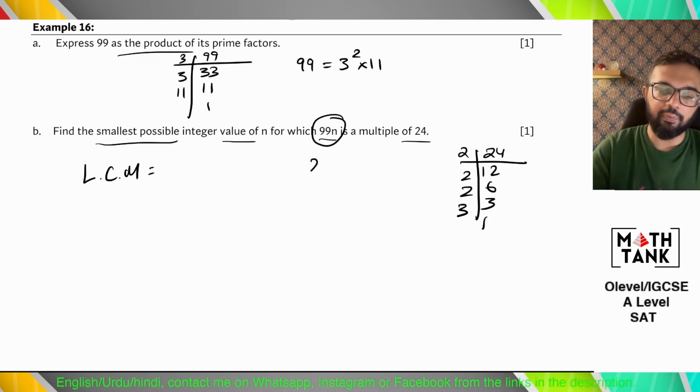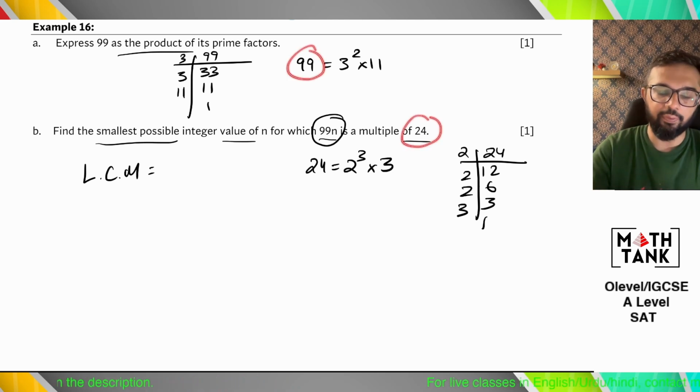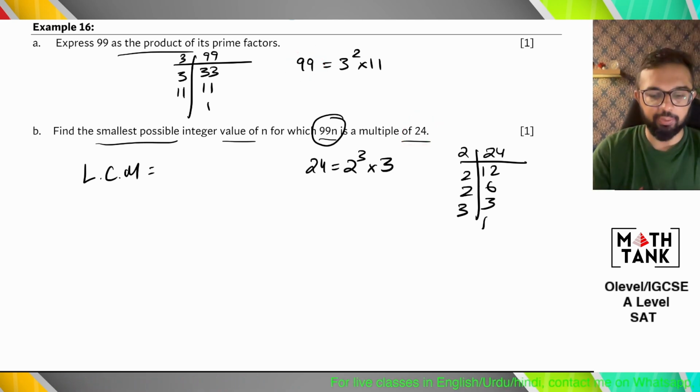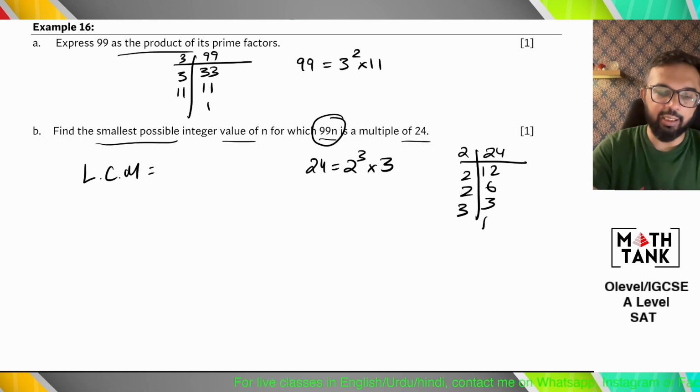Okay, so 24 can be written as 2 cube into 3. Now, if I ask you that I want 99 and 24 to have a common multiple, what will that common multiple be? We wrote down the rule earlier. We said the highest powers for both the common and the uncommon factor. So what's the common factor right now? It's 3.